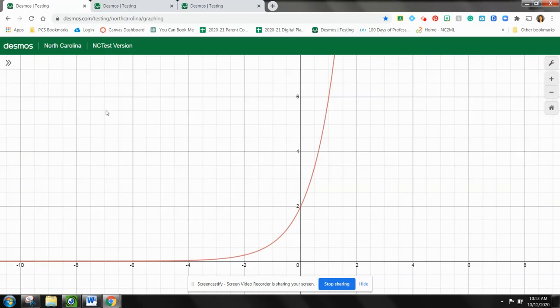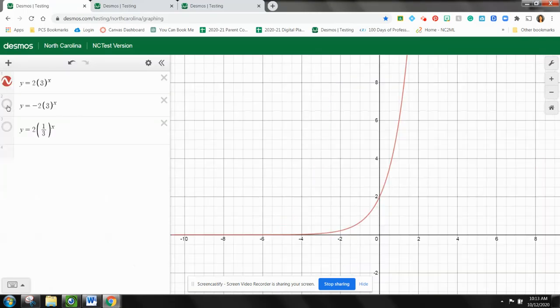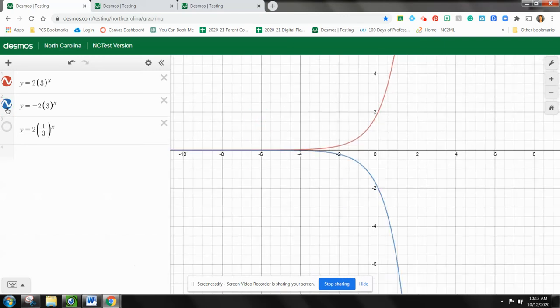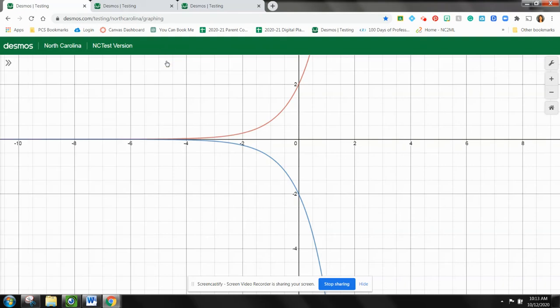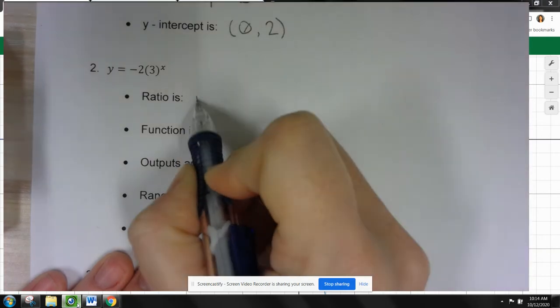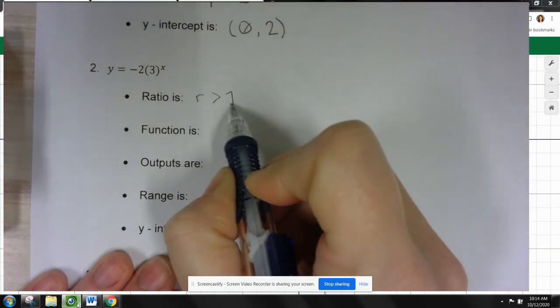So I'm going to come back over here, and I want you to watch what happens when I turn this other graph on. So red was our original function, 2 times 3 to the power of x. Blue is what happens when I make my coefficient negative. The only thing that changed was the coefficient. So my ratio is still greater than 1.